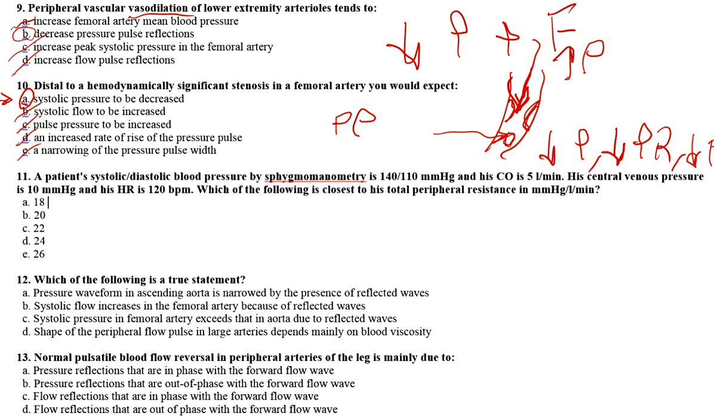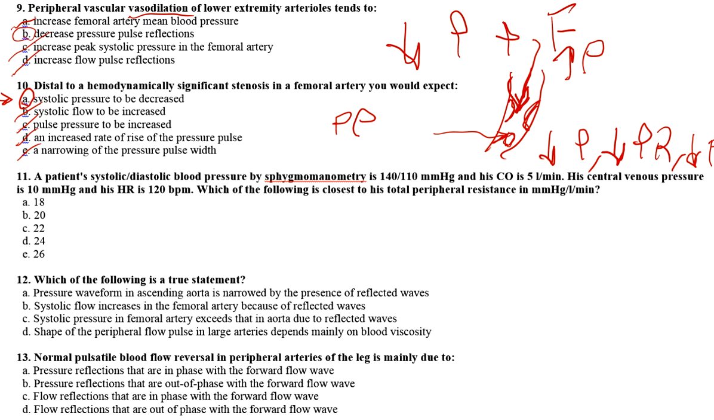Okay, number 11. A patient's systolic/diastolic blood pressure by the blood pressure cuff is 140 over 110 millimeters of mercury, and his cardiac output is 5 liters per minute. His central venous pressure is 10 millimeters of mercury, and his heart rate is 120 beats per minute. Which of the following is the closest to his total peripheral resistance?